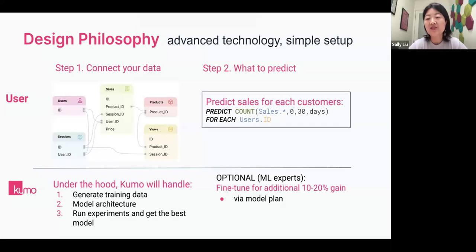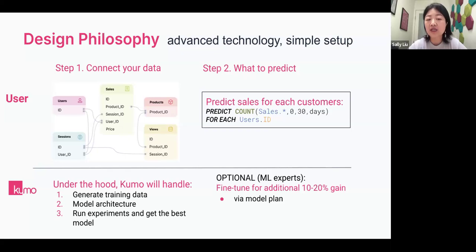The first is you need to have your data in order to do the prediction. So here, users need to connect their data. And the second essential thing is users need to identify what to predict. So here we have a SQL-like language, which is very simple. I will have a crash course on the next page, where users can specify very precisely what they want to predict next. And under the hood, Kumo will handle a lot of things.